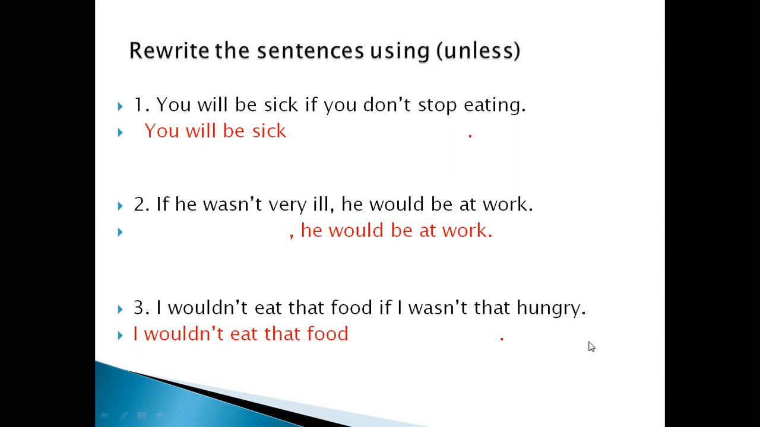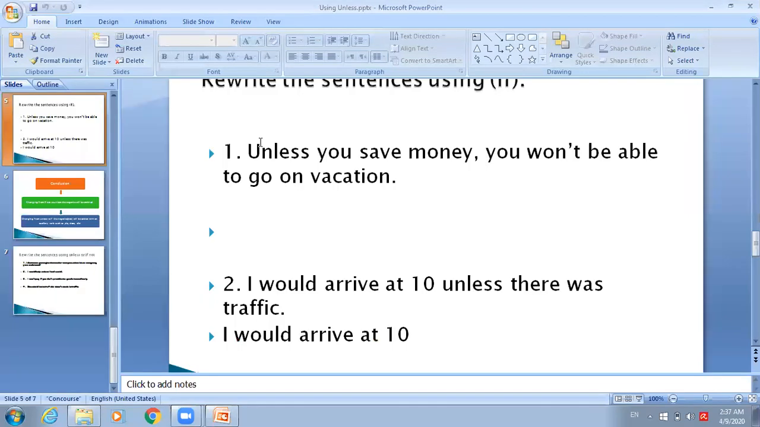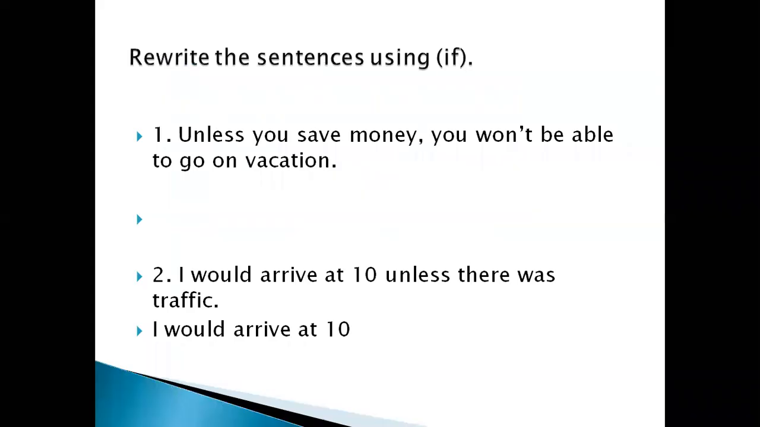The next exercise is to rewrite the sentences using if. Now we have sentences with unless, and we're going to change them into if not, because the synonym of unless is if not. Now let's start with number 1.